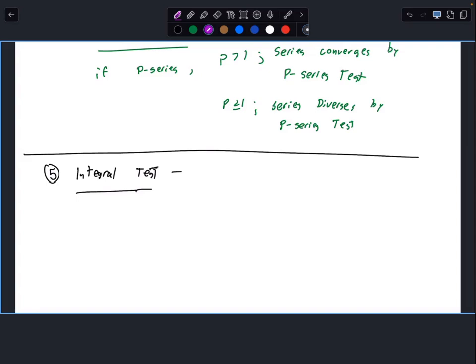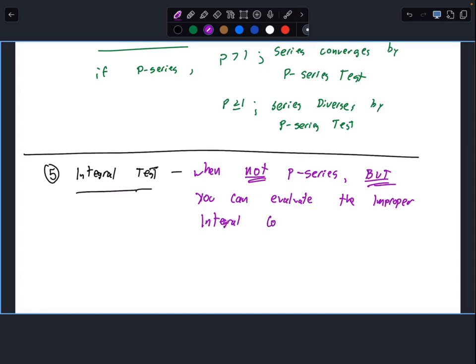So the integral test is when it's not a p-series, but you can evaluate the improper integral for convergence or divergence.